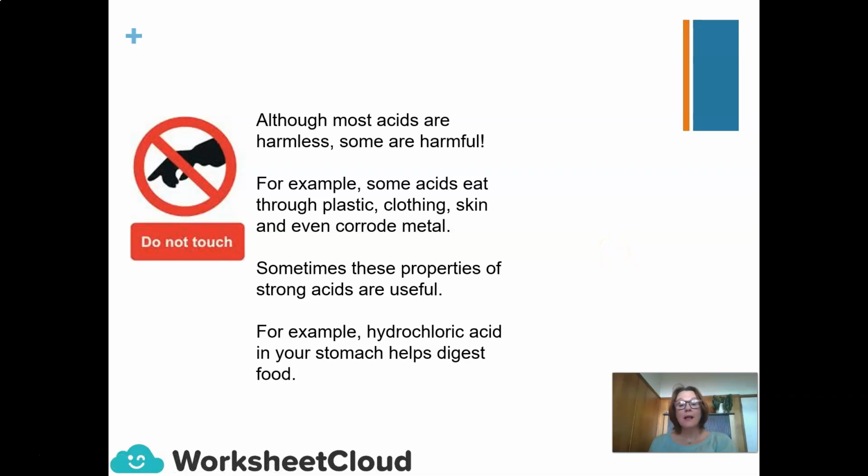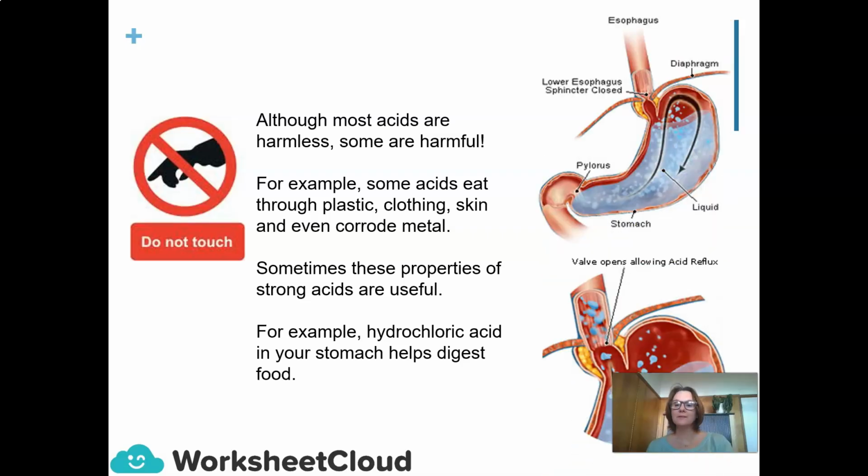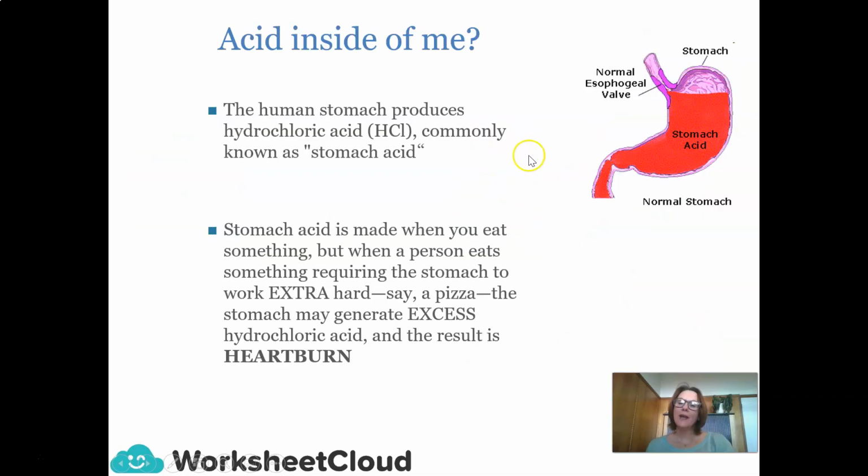For example, hydrochloric acid in our stomach helps us to digest our food. There you have it, that's our stomach. And over there you will find all of your stomach acids which come out and help you to digest your food. So we have acid inside of us, and the human stomach produces hydrochloric acid, a chemical commonly known as stomach acid.